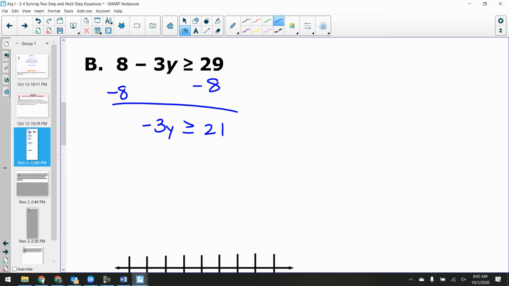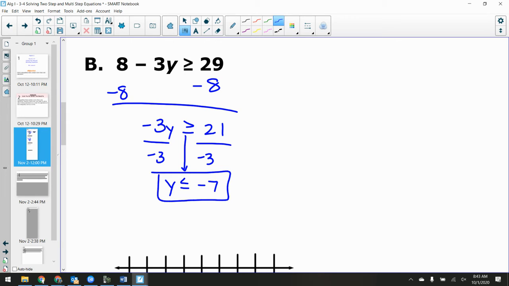Then what? Good. Okay. What do I have to do? Flip the symbol. Right. Now we know if I'm dividing or multiplying by a negative value with an inequality, I flip the symbol. 21 divided by negative 3 is negative 7. So there's my answer. Y is less than or equal to negative 7.